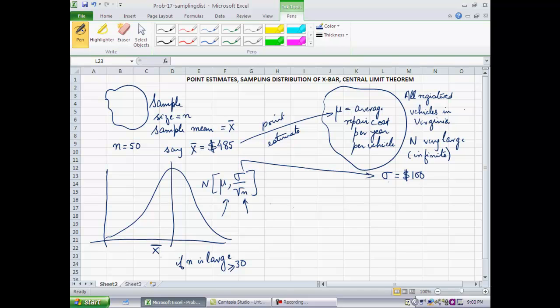Just intuitively, n is in the denominator, but notice that it's a square root. So if I want to be twice as precise, I will need 4 times the sample size and so forth. So it gets costly. Precision is costly.